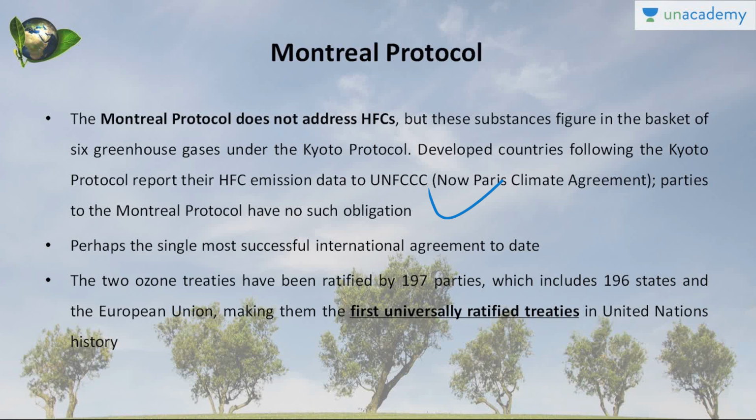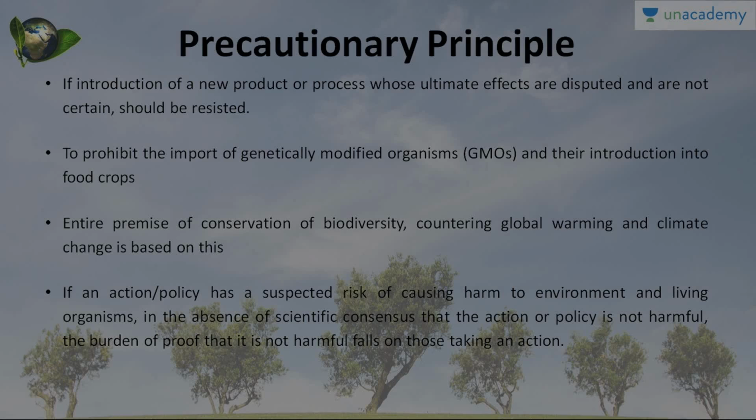So perhaps this is the single most successful international agreement to date which has worked perfectly, and the two ozone treaties have been ratified by 197 parties. So almost all the major countries of the world have signed it. It includes 196 states and the European Union, making them the first universally ratified treaties in United Nations history, where all the major countries have ratified it. It is the first universally ratified treaty.